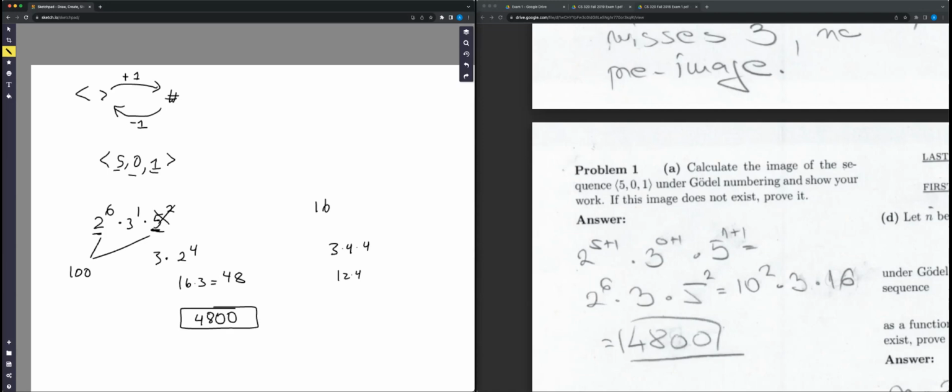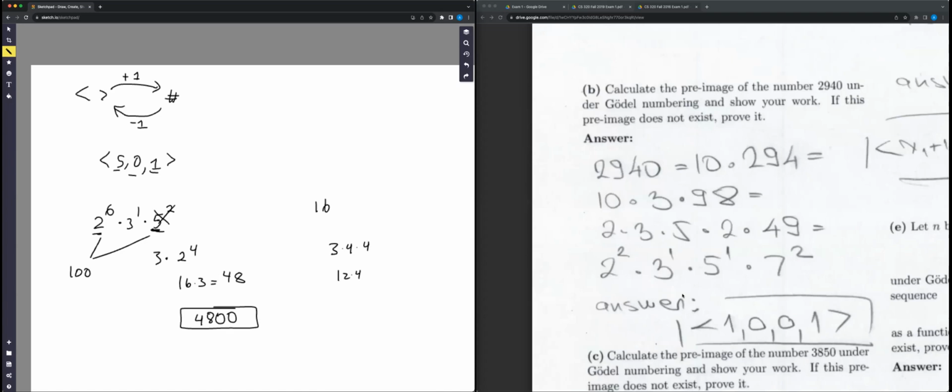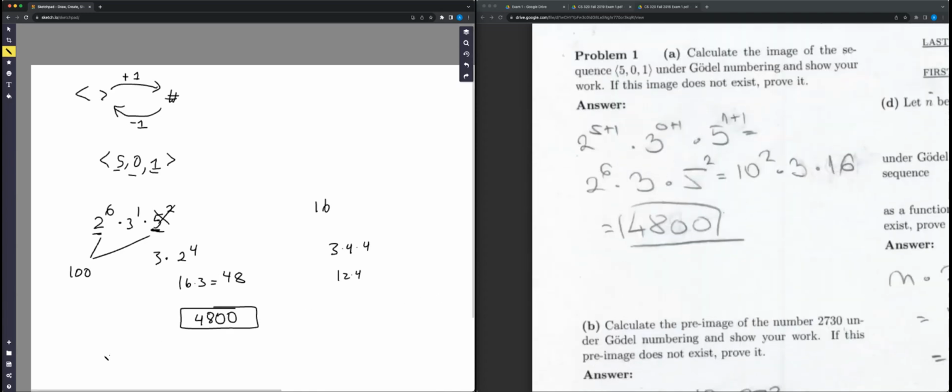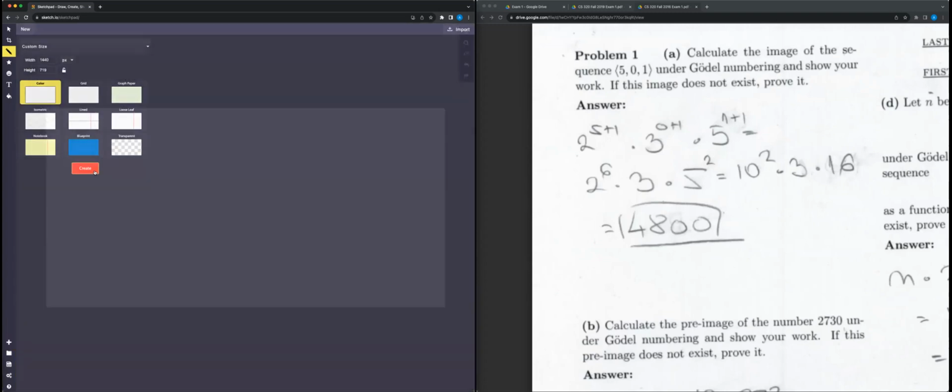How would we prove an image doesn't exist for a test, if it's showing that there aren't consecutive primes? Just show that you skip a prime. We'll do a question. No calculator on the test. So let's do one more where we're converting it, and then let's do one where it doesn't work, and then how we prove that.